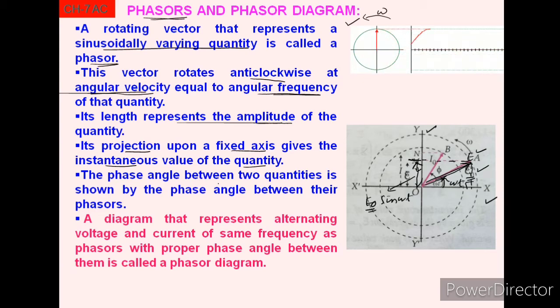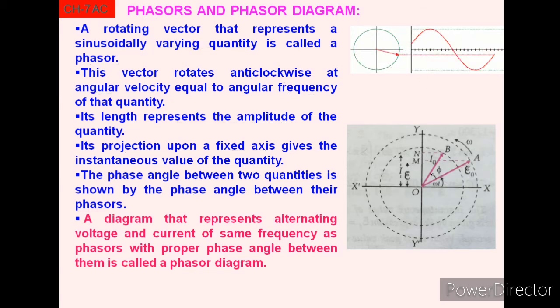Then the phase angle between two quantities is shown by phase angle between their phasors. The angle between them, as you see here, represents the phase angle between them. Then what is a phasor diagram? A diagram that represents alternating voltage and current of same frequency. The condition is that the frequency of both should be the same. Phasors with proper phase angle between them is called a phasor diagram.